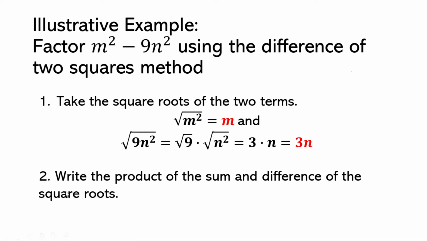Then for step 2, let us write the product of the sum and difference of the square roots. So we have m, the sum and difference, plus n minus the second term, which is 3n. From here, we can say that m squared minus 9n squared is equal to m plus 3n times m minus 3n.